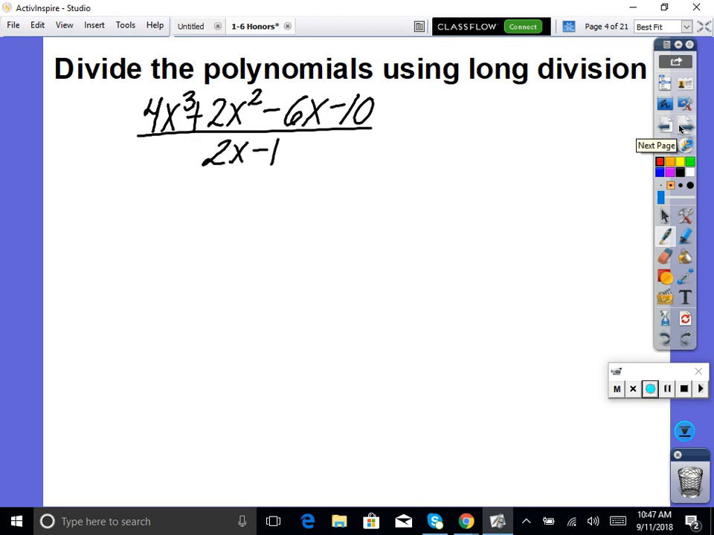So write this problem down. We go through the same process. It's just longer. Long division always works. You can always take a polynomial and divide it by any other polynomial using long division. So long division is a process that always works. So what we're going to do is set up our divisor, the 2x minus 1, on the outside of our little house. And then what's being divided is inside.